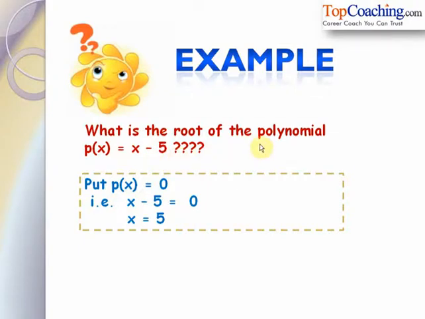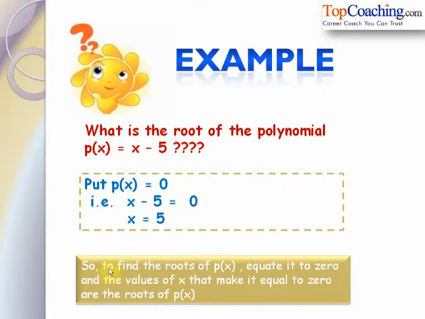So what we can say in general is, to find the roots of p of x, equate it to 0, and the values of x that make it equal to 0 are the roots of p of x. So in order to find out the root of any polynomial, we try to find out the values of x which make that polynomial equal to 0, and for that we simply equate p of x, which is a polynomial, to 0. When we equate it to 0, we get some values of x, and those values of x make p of x equal to 0, which are called the roots or the zeros of the polynomial.